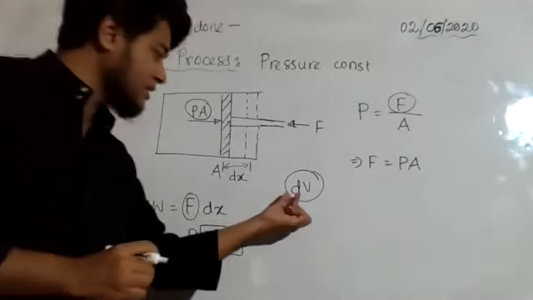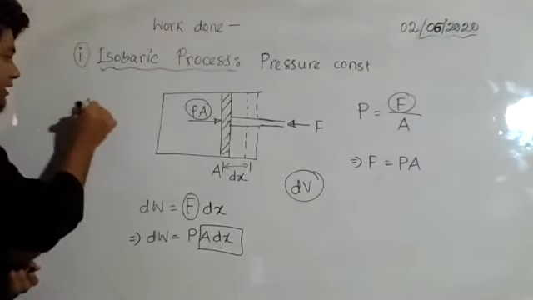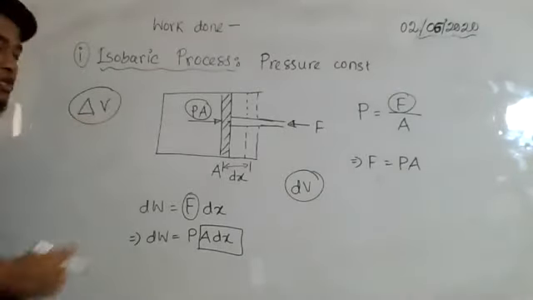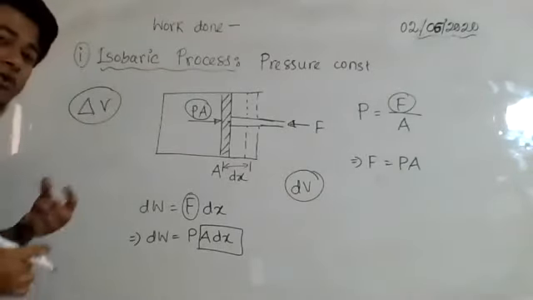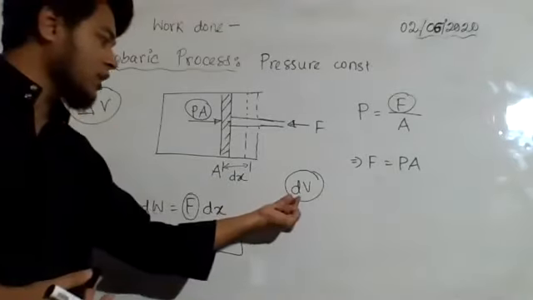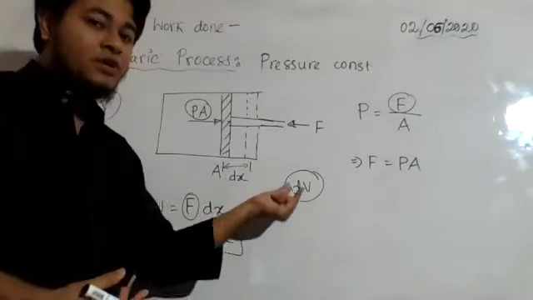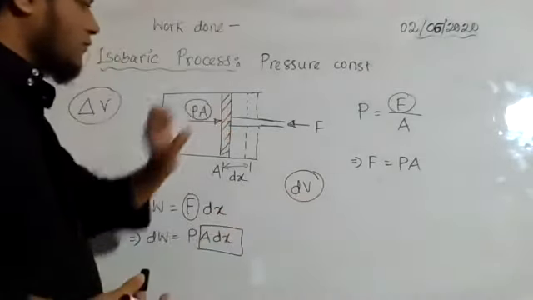We know that delta represents the change. If you remember delta V. Delta means change, but delta we use for a large amount of change, okay? But when we have a very small amount of change, we replace delta by d, okay? So dV is the amount of volume change.